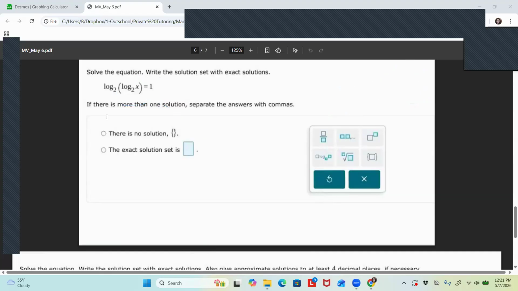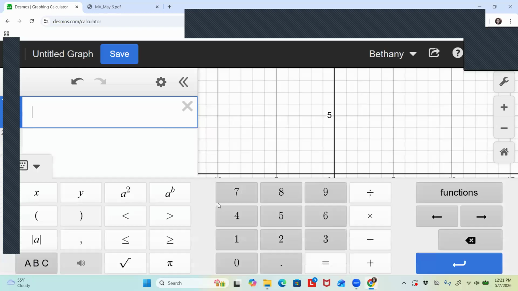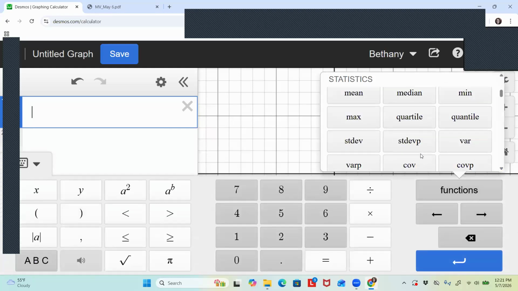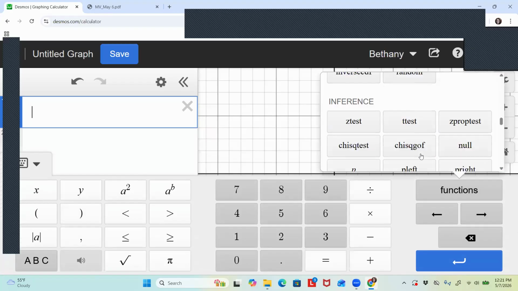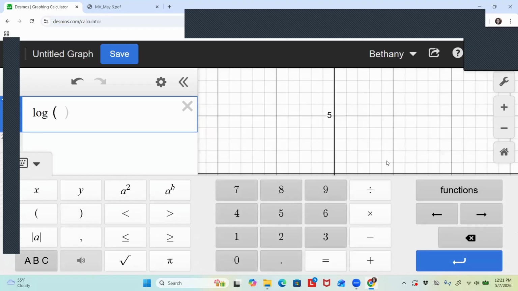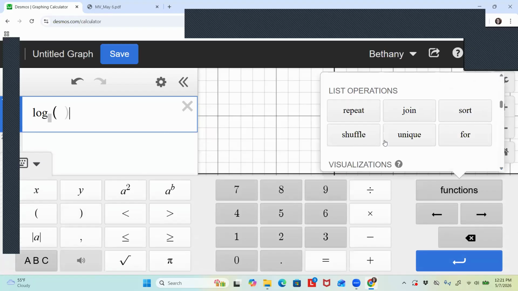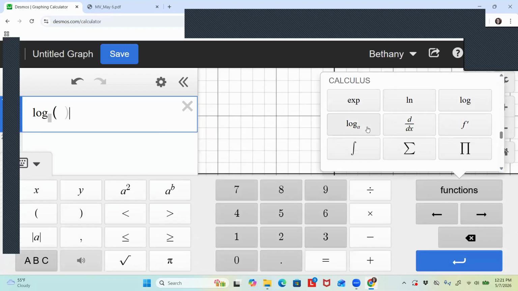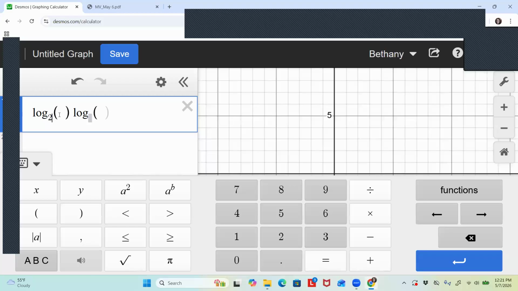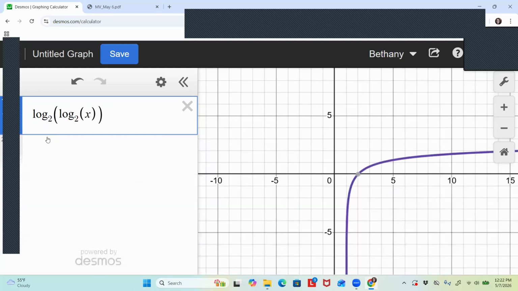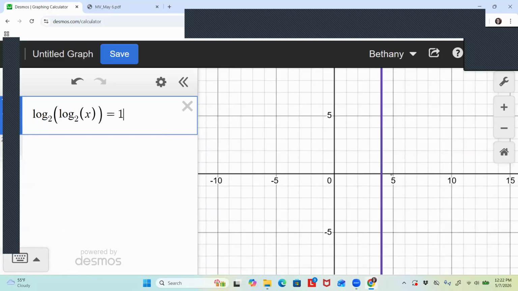Log base 2 of log base 2 of x. Let's try it. Let me hit that button. There we go. Log base 2 of, here, I could have just copied and pasted, couldn't I? Of log base 2 of x, and we got 4. Equals 1. There we go. And 4 looks good.